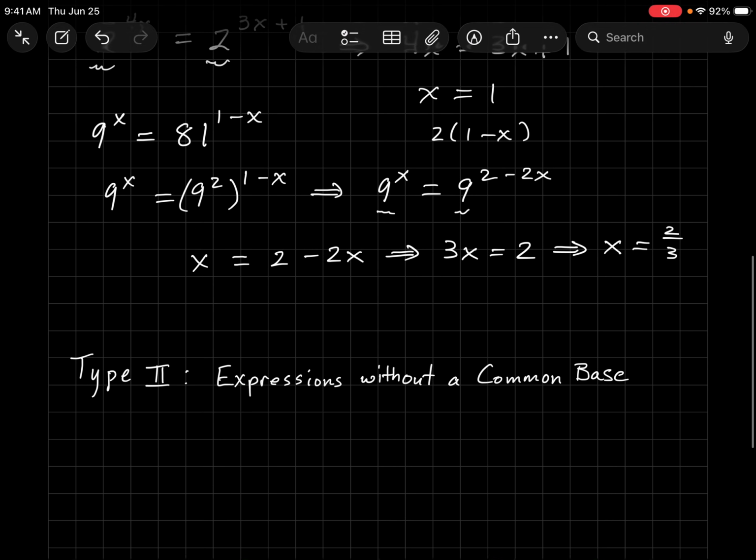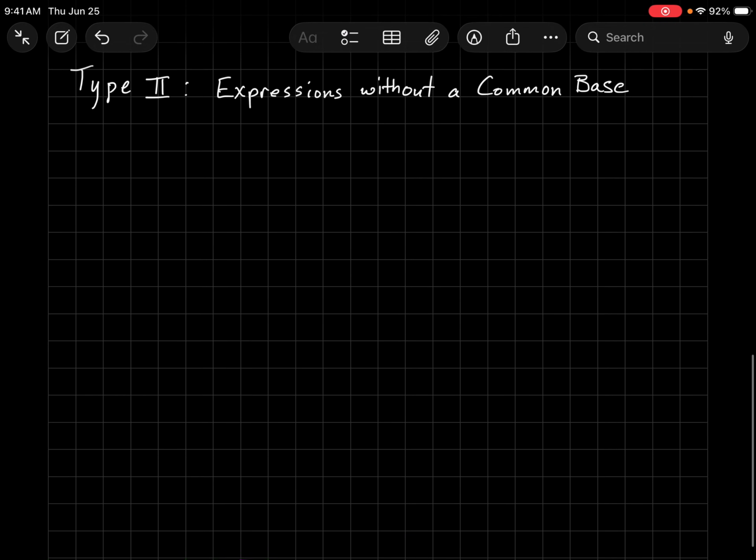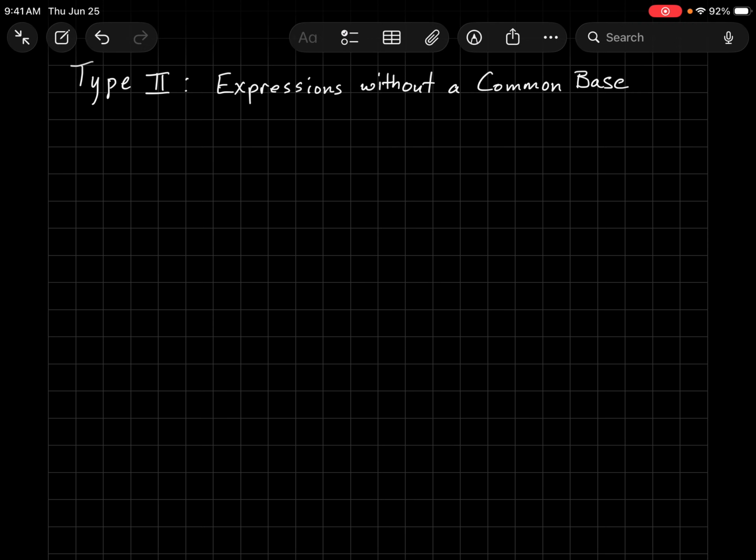Let's look at the other type. I'm just calling this type 2. It's not something standard, just what I'm calling it to organize things. What if we have expressions that do not have a common base? For example, 4 to the x equals 21. Now, I could rewrite 4 as 2 squared, but there's no way to get 21 down to base 2, at least not have nice numbers for us.